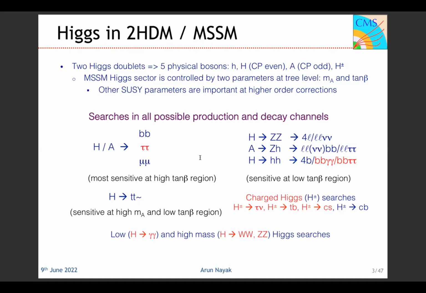And the ones that I have highlighted in red are where there are contributions from Indian students or Indian groups. This includes, for example, the MSSM Higgs decaying to tau tau, or the heavy Higgs decaying to two standard model like Higgs bosons and then going to b b gamma gamma or b b tau tau. There are several charged Higgs boson searches where Indian people have contributed. Then there are low mass Higgs searches, like low mass H to gamma gamma, or high mass H to double Higgs and di-tau searches, which I'll be covering in this talk.